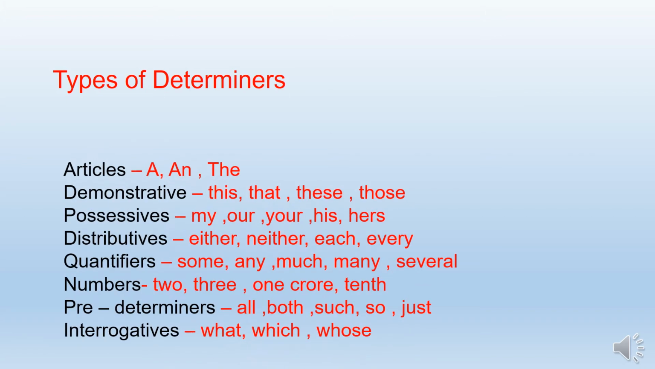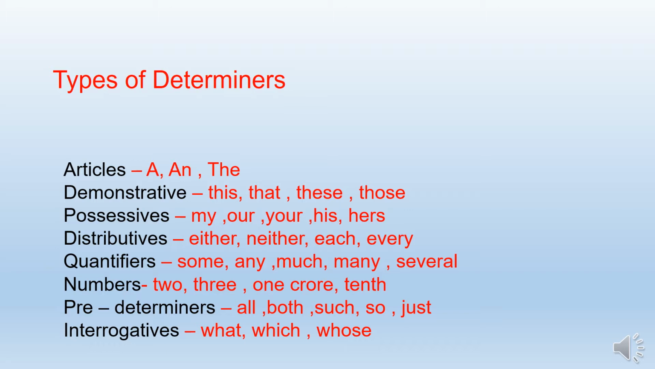Now we will start with types of determiners. Determiners are of several types. The first one is articles. Articles are a, an, the. Then demonstratives: this, that, these, those. Possessives: my, our, your, his, hers.